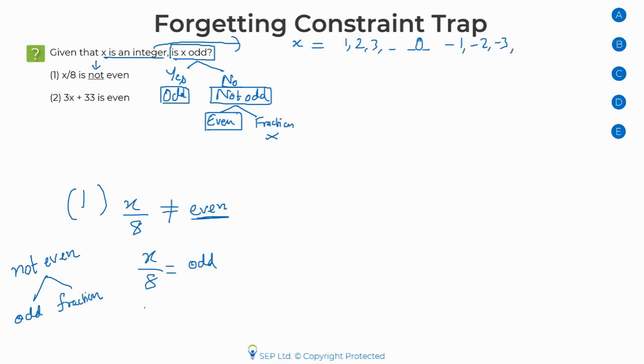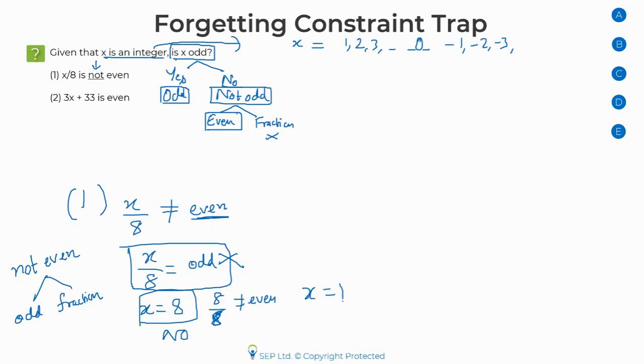So for example, I can take x equal to 8. Right? So x by 8 equal to odd is not correct, and it is why a lot of you marked delta. Can I take x equal to 8? Yes. Why? 8 by 8 is not even. Agree. What is the value of x? 8. Is x odd? No. But can I take x equal to 1? 1 by 8 is not even. Correct, because it's a fraction. For the value of x equal to 1, is x odd? Yes.